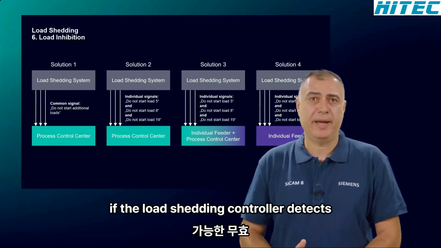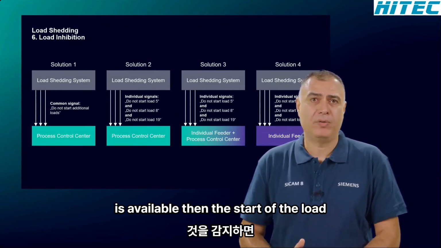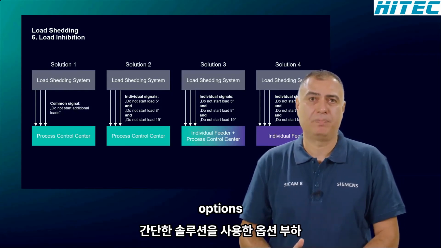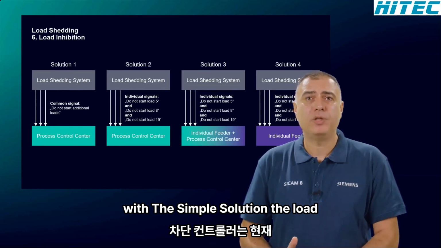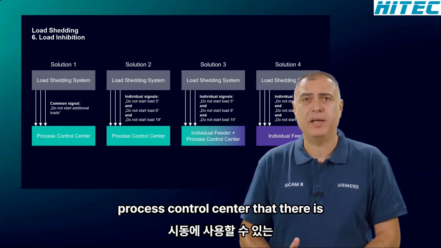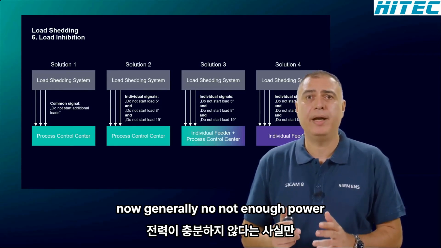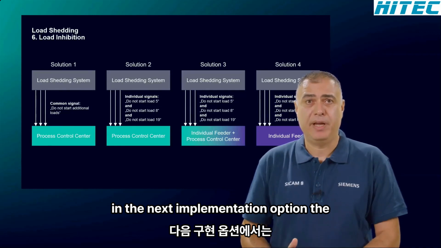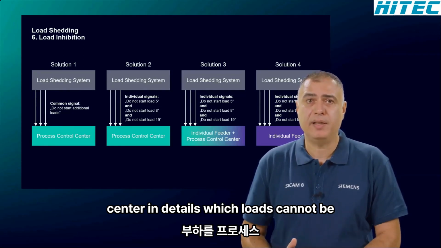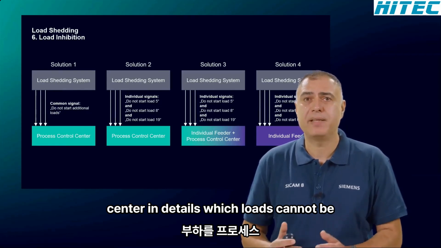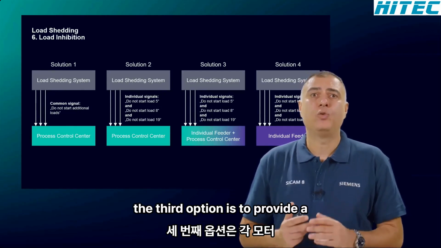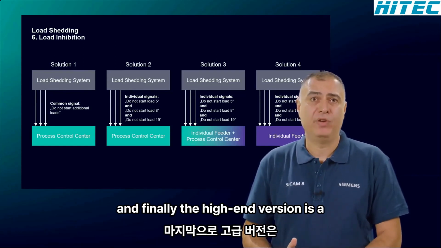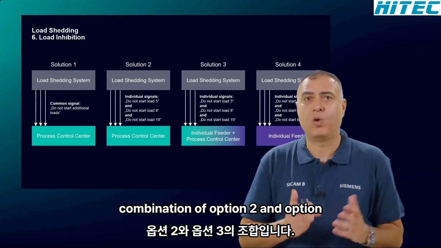If the load shedding controller detects that there is not enough reactive power reserve available, then the start of the load is prevented. There are different implementation options. With the simple solution, the load shedding controller only informs the process control center that there is now generally not enough power available to start any further motors. In the next implementation option, the controller informs the process control center in detail which loads cannot be started. The third option is to provide a hardware inhibit contact at each motor feeder. And finally, the high-end version is a combination of option 2 and option 3.